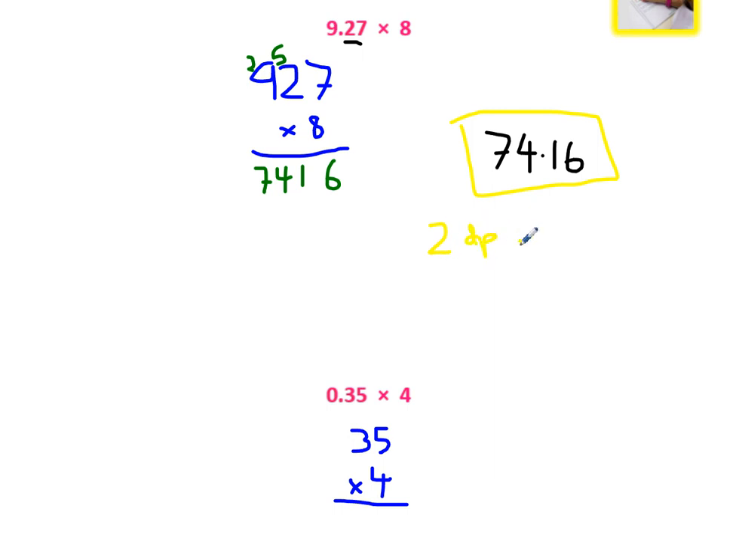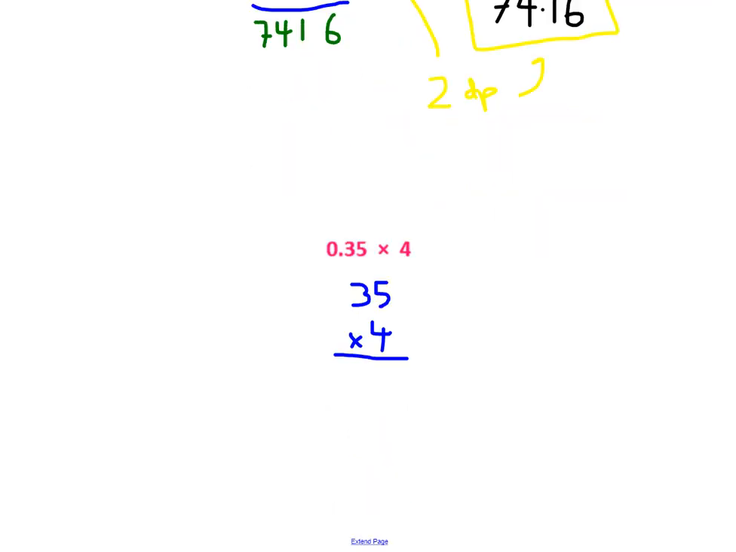dp in the answer. So it's 2 dp in the question, and so on. Trying the next one. Hopefully you've tried that one already. 3.35 times 4, so what's 35 times 4? 5 times 4 is 20. Carry the 2. 3 times 4 is 12, plus 2 is 14. And count how many dp there were in the question. Again, there was 2 dp in the question, so there needs to be 2 dp in the answer.